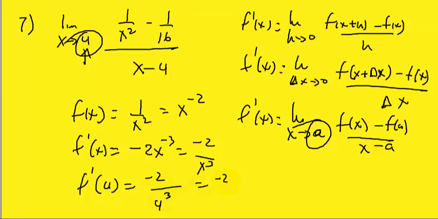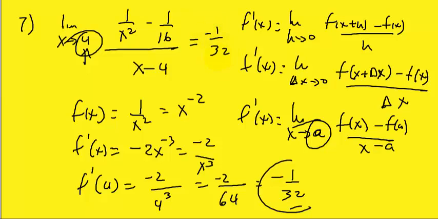Negative 2 over, what is 4 to the third? And that's what the answer is for this one: negative 1 over 32. If you want to do it the old-fashioned way, add those two fractions, do some algebra, factor and reduce, and then you'll get the same thing.